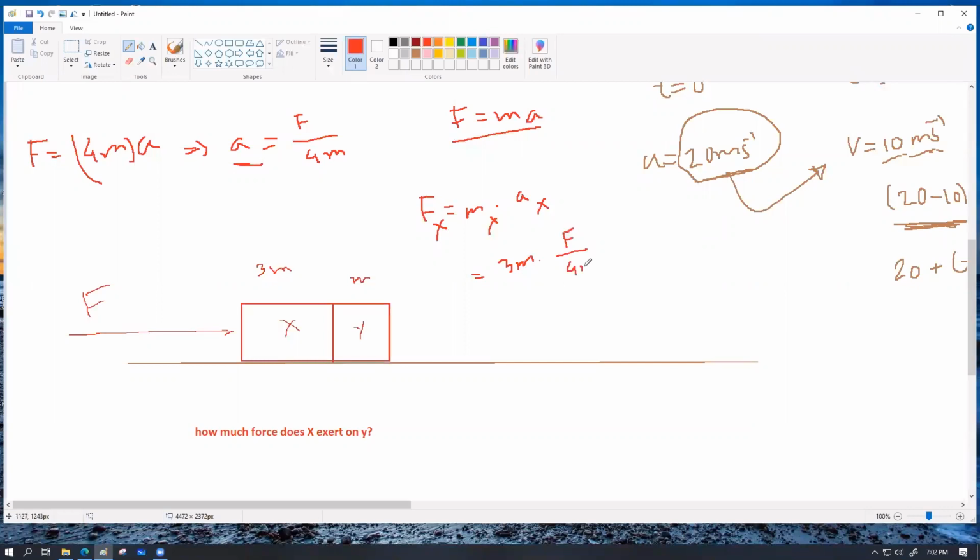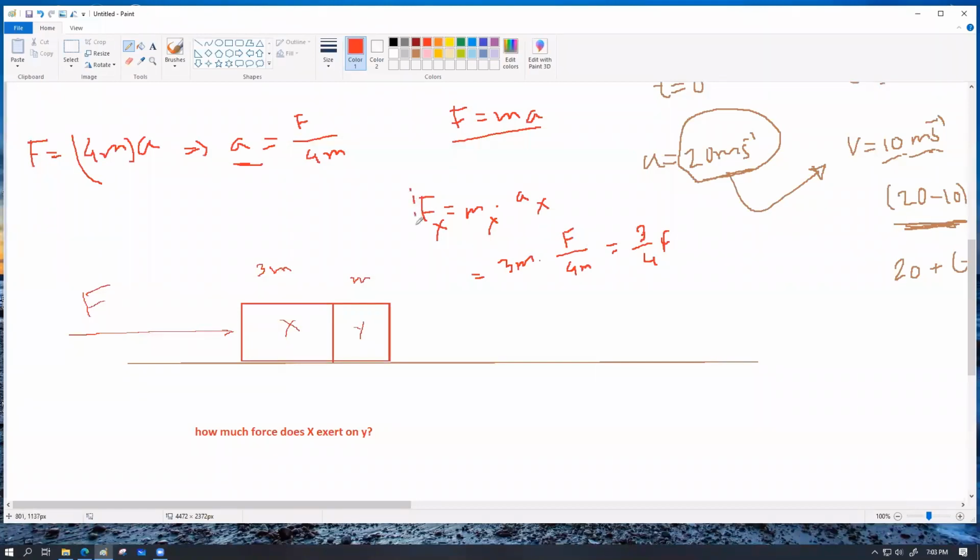So if you do the math, how much are you left with? 3m by 4m, 3/4 of F, right? 3/4 F. Check this out. Is this calculation all right? Sir, I did not understand this calculation. Up till which part? Sir, from Fx equals Mx multiplied by ax, from that part.